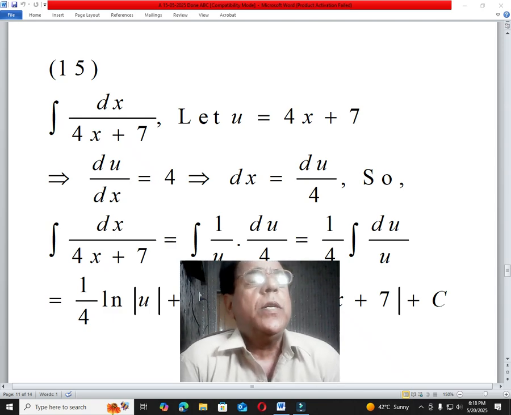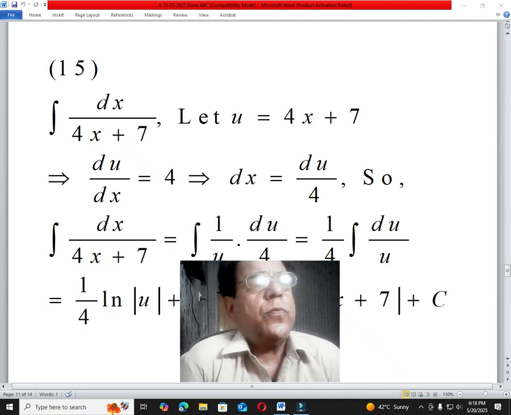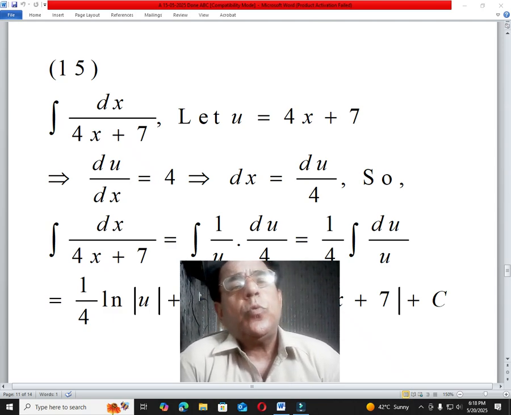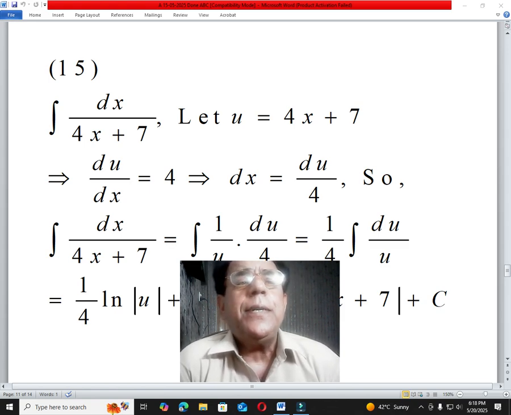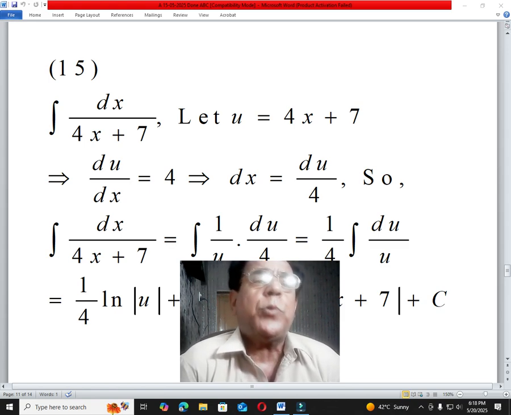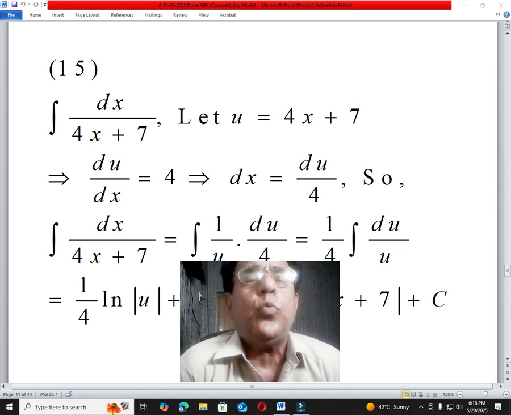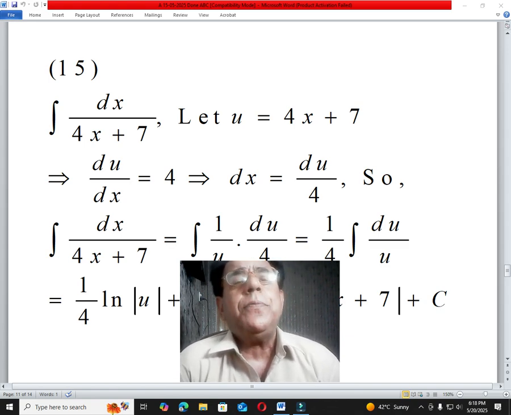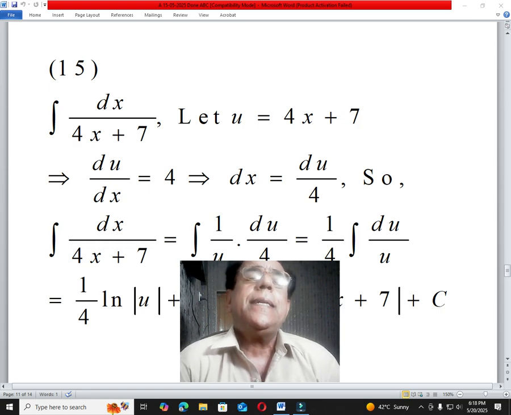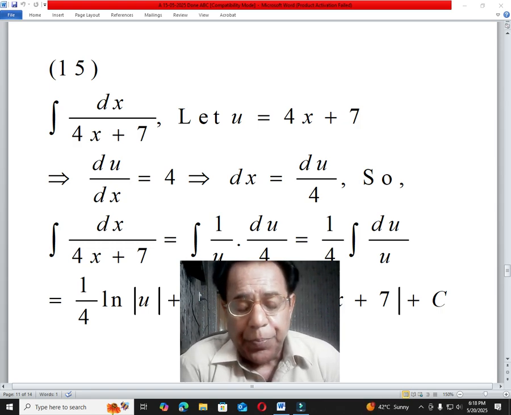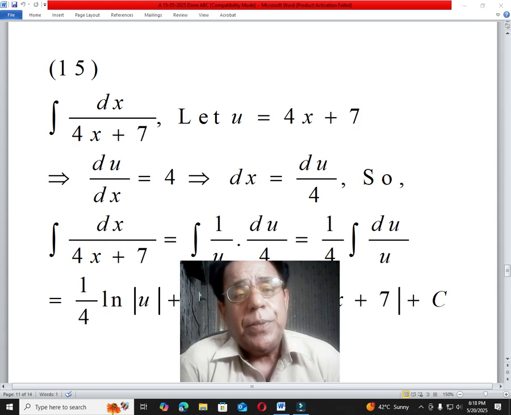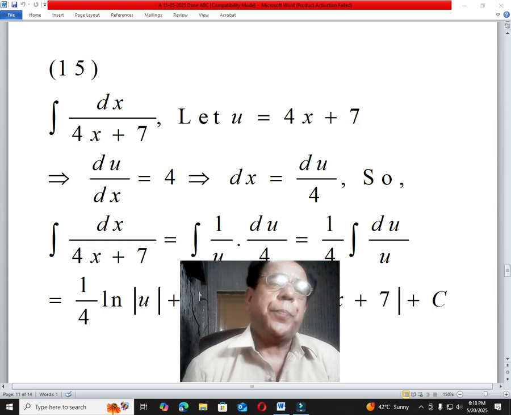15. Integration dx over 4x plus 7, let u equal to 4x plus 7. We are going to substitute the denominator by u. So when u is equal to this, then du by dx will be equal to 4, because we are going to differentiate with respect to x. So in place of x we will get 1 or unity, and derivative of u with respect to x will be simply 4, and from here dx will be equal to du by 4.